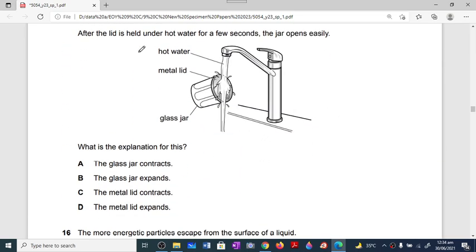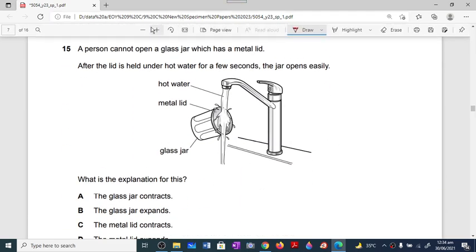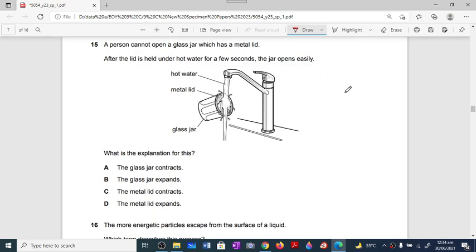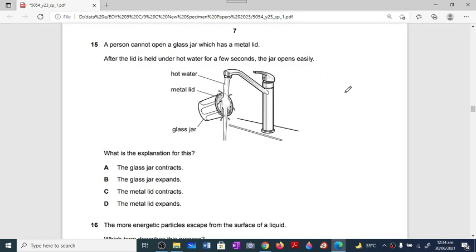Another repeated question from the past paper: the lid is very tight. So what we will do is place it under hot water. What will happen? The metal lid will expand because it will absorb heat energy directly from the water, so it will expand and the lid will open. For 15, option D is the valid option.